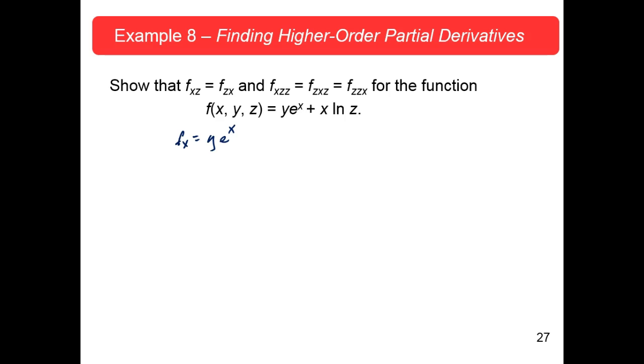f sub x. How about the next term? Plus log z, exactly, because z is a constant. Treat it like a constant. And you got x times a constant, which is the same as a constant times x, and the derivative of a constant times x is just a constant, which is log z. Okay, what's the next step you want to do?